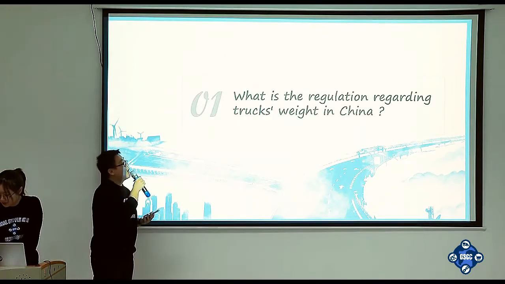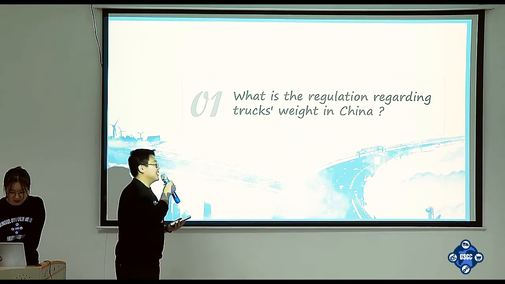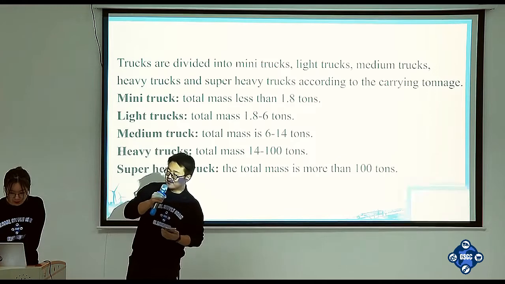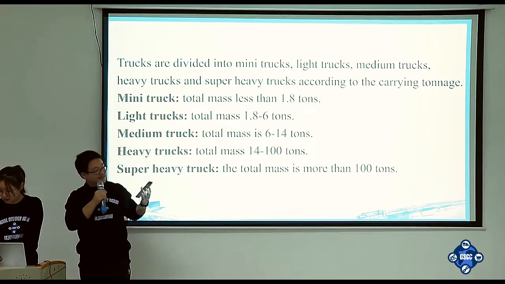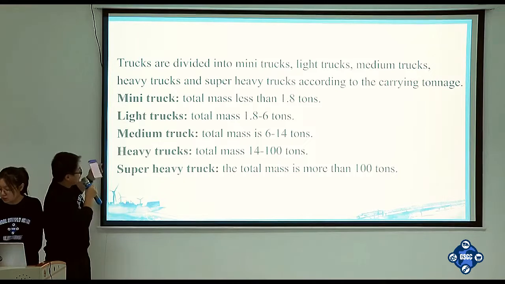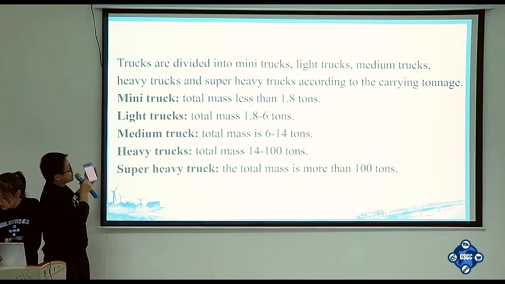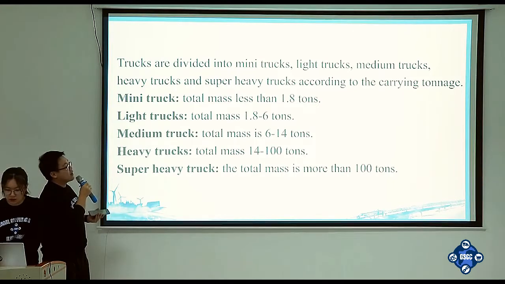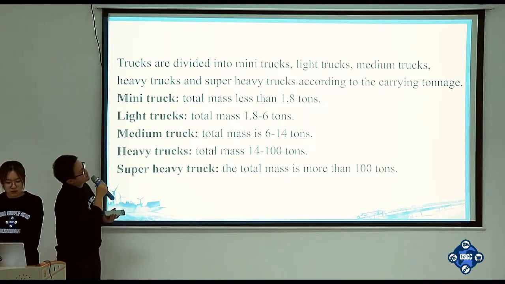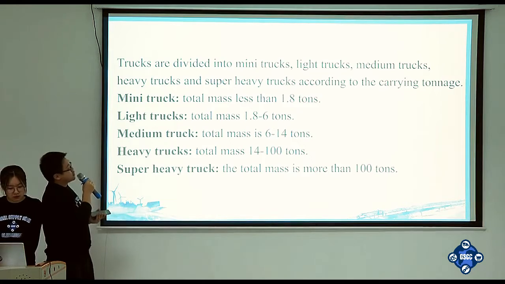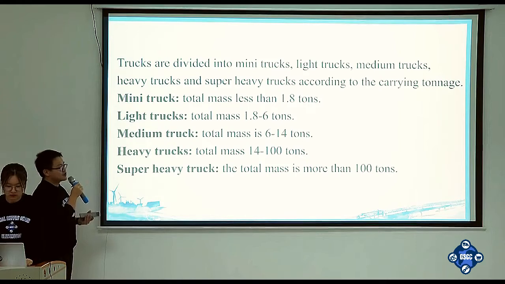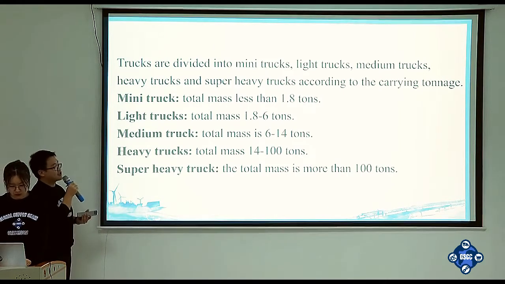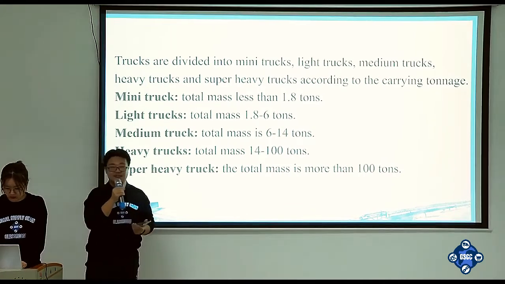The first question is, what is the regulation regarding truck speed in China? It's a good problem. According to some laws, there are 5 types. The mini trucks, total mass less than 1.8 tons. The light trucks, total mass 1.8 to 6 tons. The medium trucks, total mass 6 to 14 tons. The heavy trucks, total mass 14 to 100 tons. And the super heavy trucks, total mass more than 100 tons.